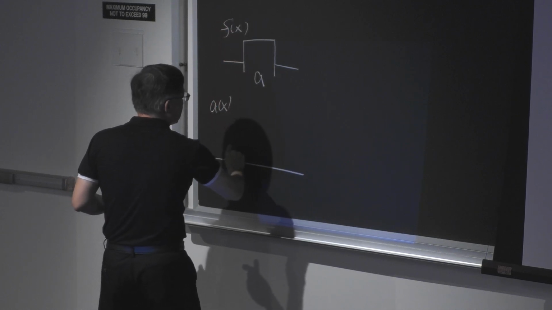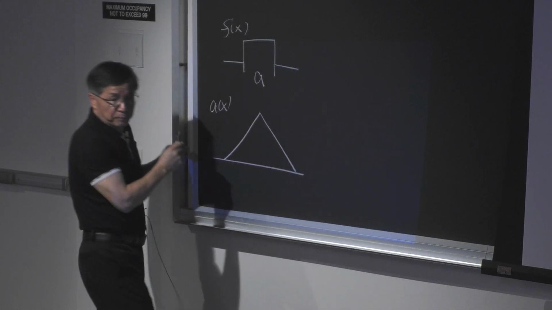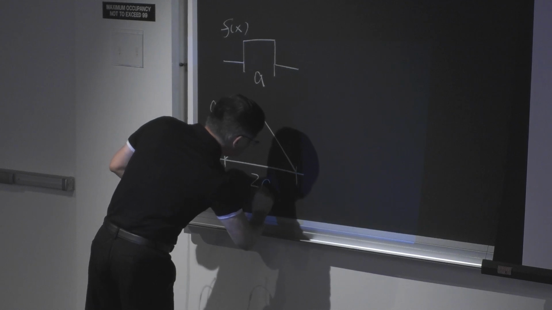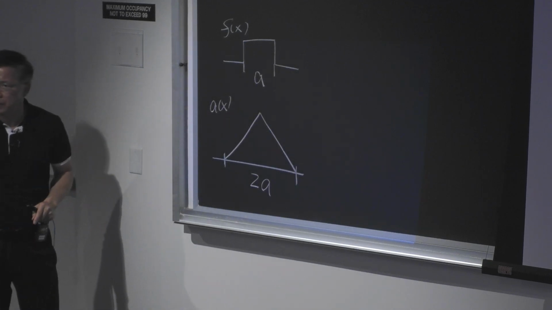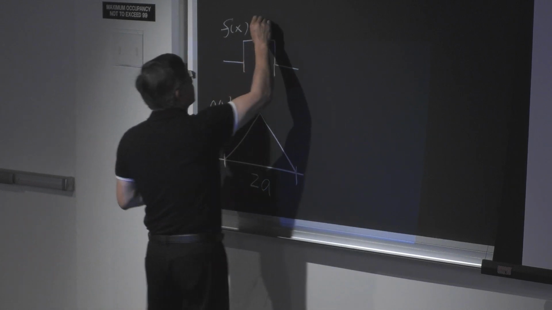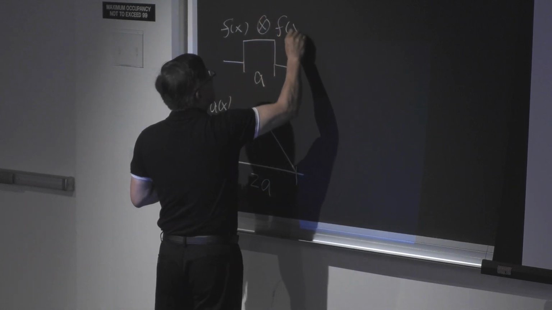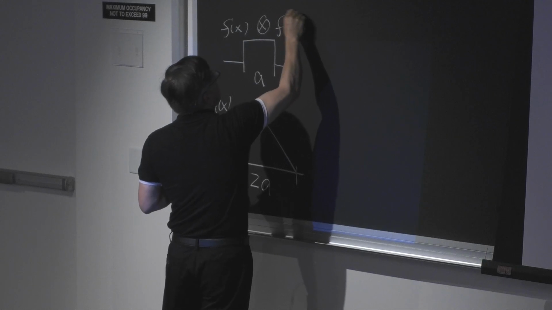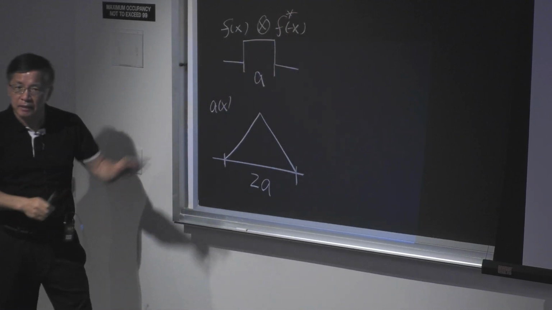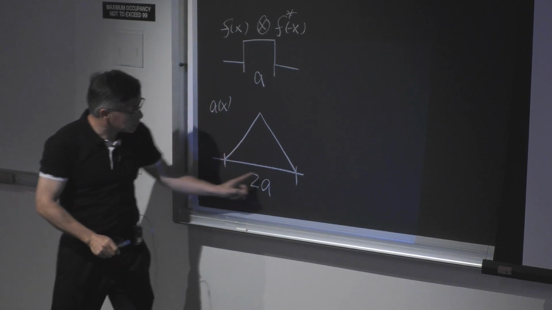The autocorrelation function will be something like this. It is the overlap as you shift the function over itself, so this distance will be 2a. This is what everyone is probably familiar with. Basically, f(x) convolved with the complex conjugate of f(-x), something like that. So you will get this function, and this distance is 2a.